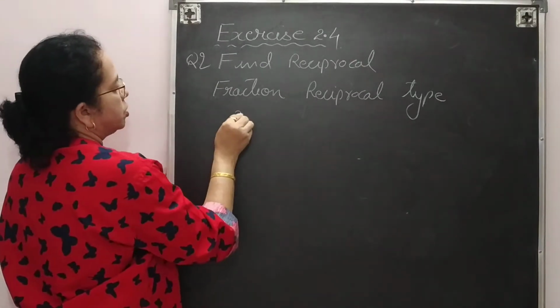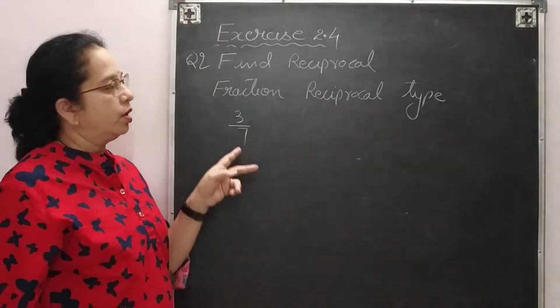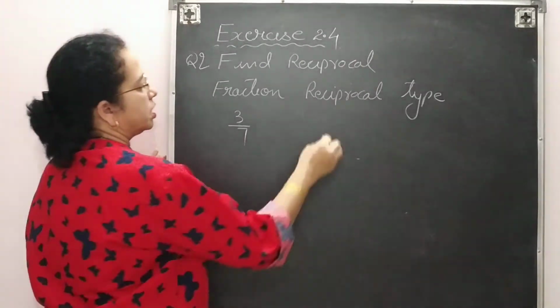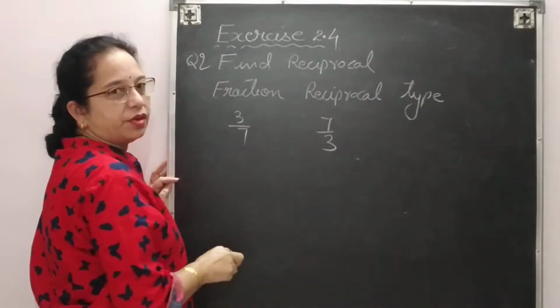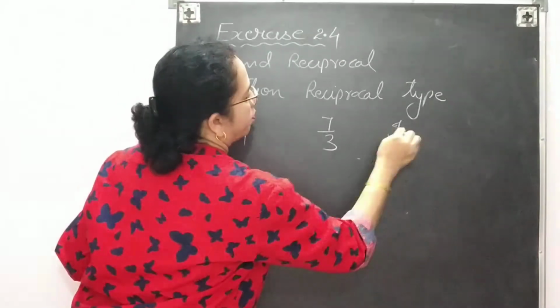Okay, so the first one is 3 upon 7. What is the reciprocal of 3 upon 7? 7 upon 3. Now what is 7 upon 3? 7 upon 3 is an improper fraction.